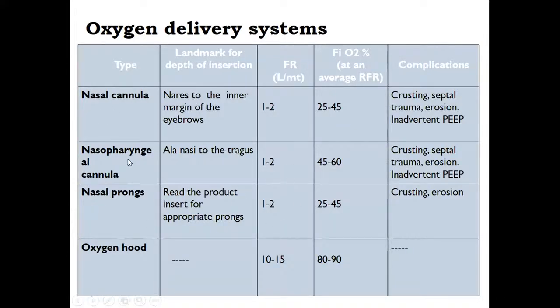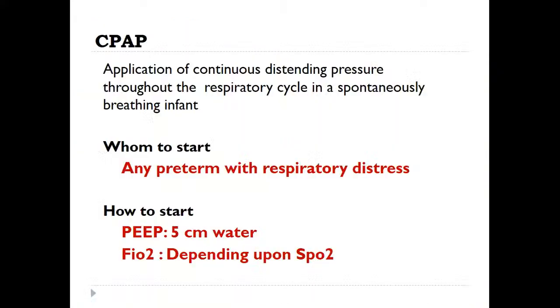Nowadays, we are not using all these delivery systems. Previously, with the mask system, you needed about 10 to 15 liters of flow to provide 80 to 90% oxygen. This high flow can lead to more crusting and damage to the baby. Whereas with nasal cannula and nasal prongs, 1 to 2 liters can provide an FiO2 of 25 to 45%. So nowadays we are using either HFNC or CPAP for the delivery of oxygen.